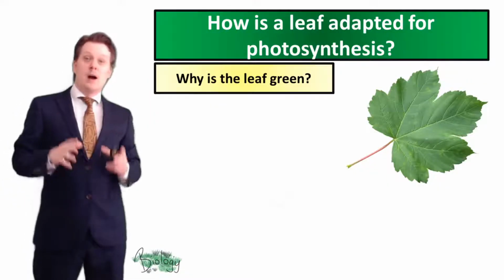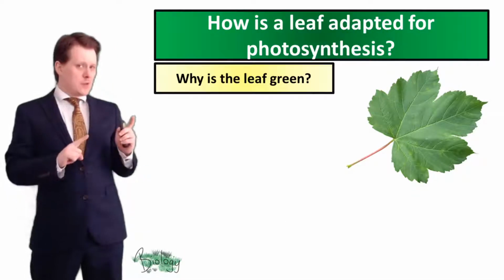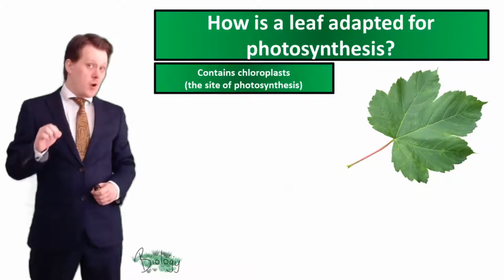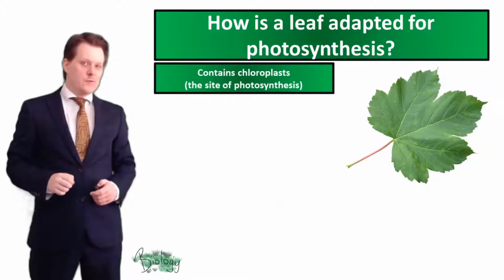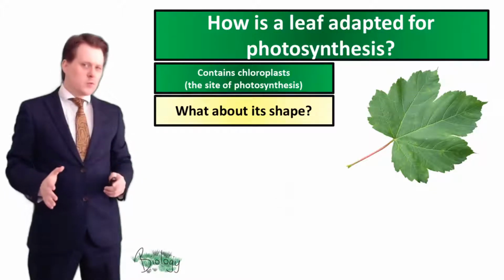So let's talk about how leaves are adapted for photosynthesis. In the starter we asked, why is the leaf green? This is because they contain chloroplasts. Chloroplasts are the site of photosynthesis. And if we look at the shape of this leaf, it is not something that has a small surface area.